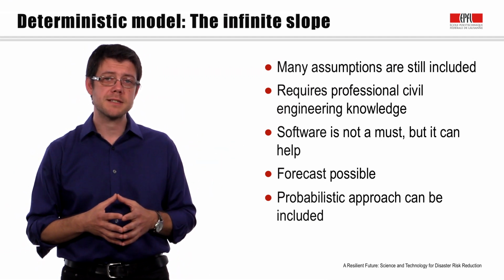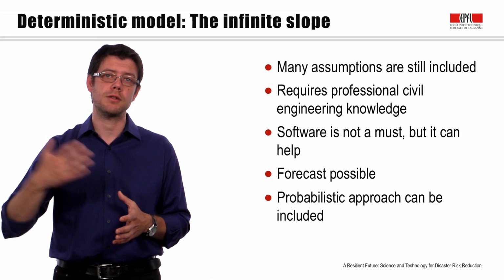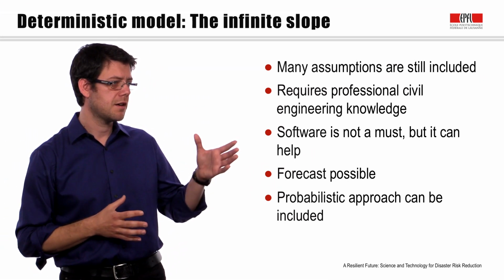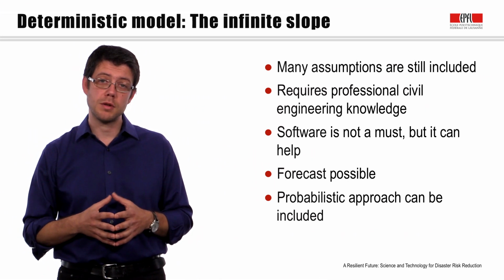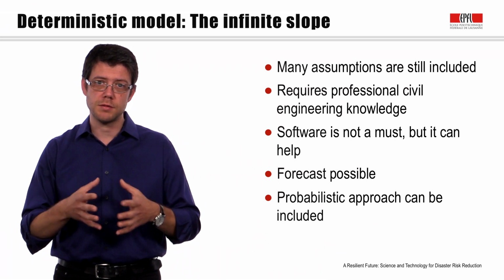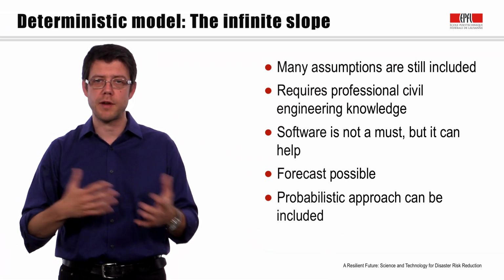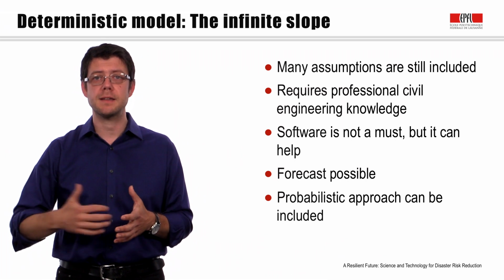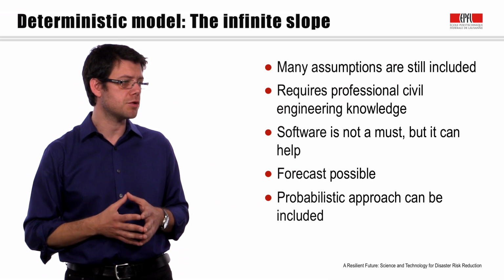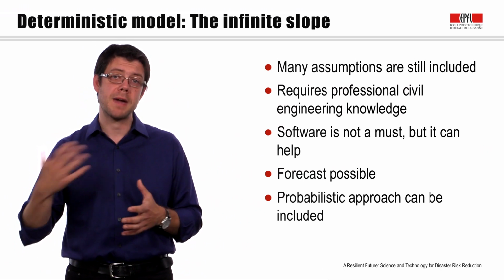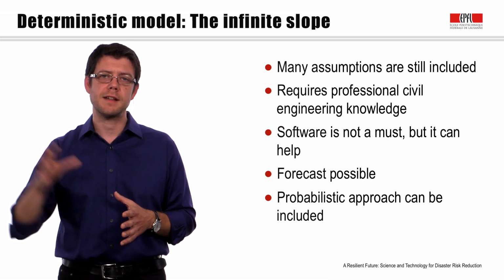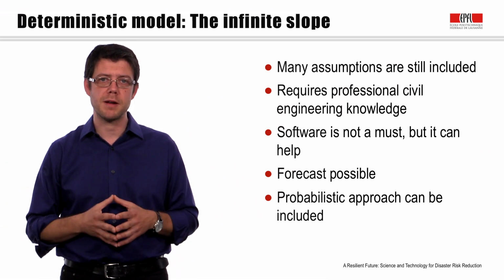Software is not a must, but it can help, especially if you are going to repeat this analysis for different configurations. Forecasts are possible. We have seen that by changing the regime of the pore water pressure in the slope, how the water is moving or resting in the slope, we can anticipate whether the failure condition can be produced or not. The probabilistic approach can also be included if we make the parameters that are entering in the definition of the factor of safety evolve with a given probabilistic law.